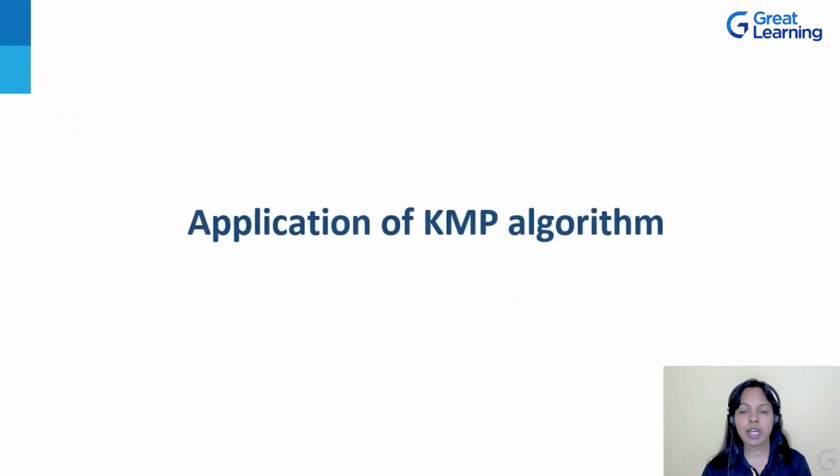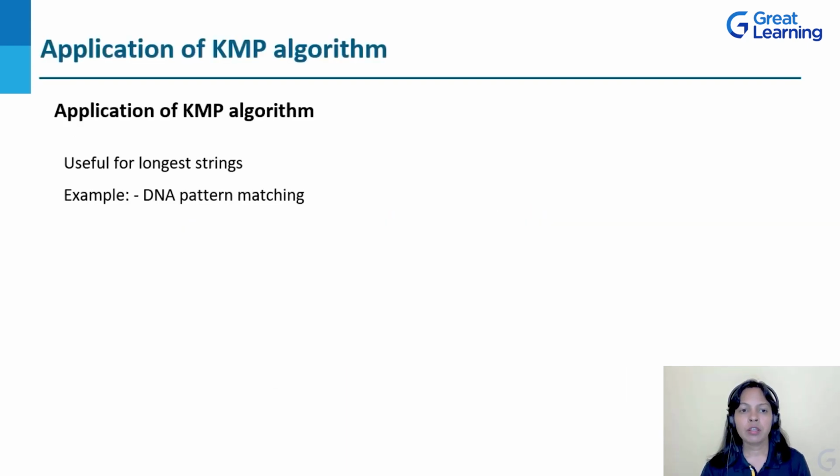Talking about the application of KMP algorithm. The application of KMP algorithm is generally for the longest string pattern matching. Wherever the length of the string is really long or large, if you need to do pattern matching, then using the naive algorithm or the basic algorithm may take a lot of time. Hence, KMP algorithm is an improvised version for pattern matching, and it takes less time to perform pattern matching on longest strings. So the applications of KMP algorithm are mostly confined to areas where pattern matching is to be performed on longest strings.